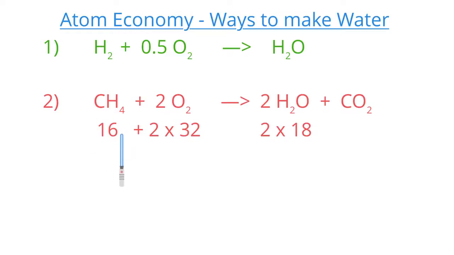So 16 is my gram formula mass for methane. I have 2 times 32, the gram formula mass for O2, and 2 times 18, the gram formula mass for water. You will have noticed that I'm ignoring carbon dioxide. It's not a desired product. I don't need to do anything with it.